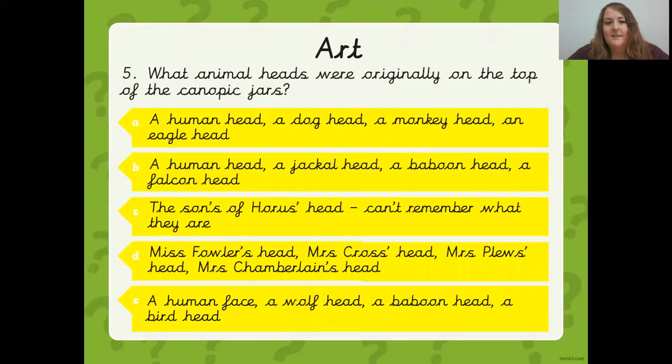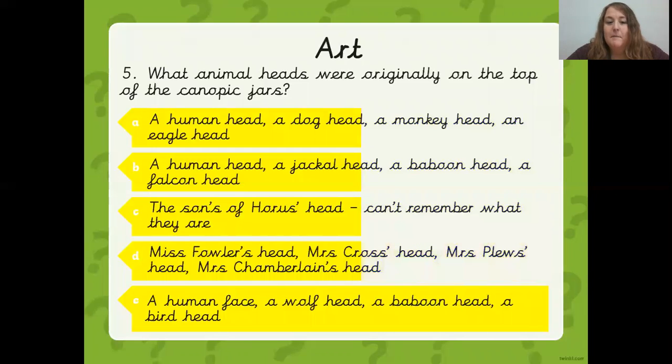Number 5, art. What animal heads were originally on top of the canopic jars? Was it a human head, a dog head, a monkey head, and an eagle head? A human head, a jackal head, a baboon head, a falcon head? The sons of Horus's heads, can't remember what they are. Miss Fowler's head, Mrs. Cross's head, Mrs. Blue's head, and Mrs. Chamberlain's head? Or a human face, a wolf head, a baboon head, or a bird head? Which one do you think it is? A, B, C, D, or E?